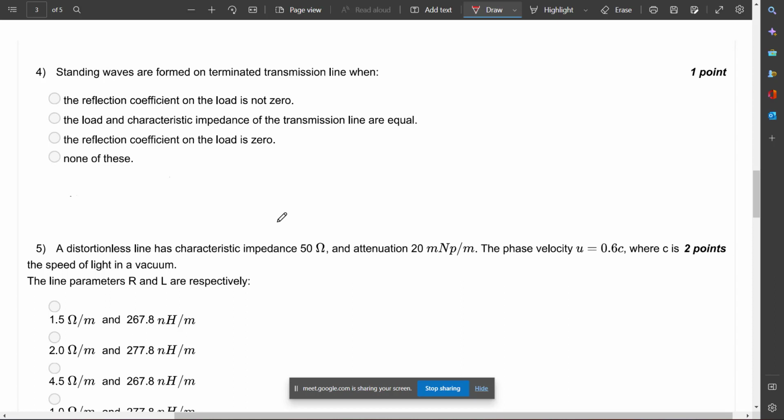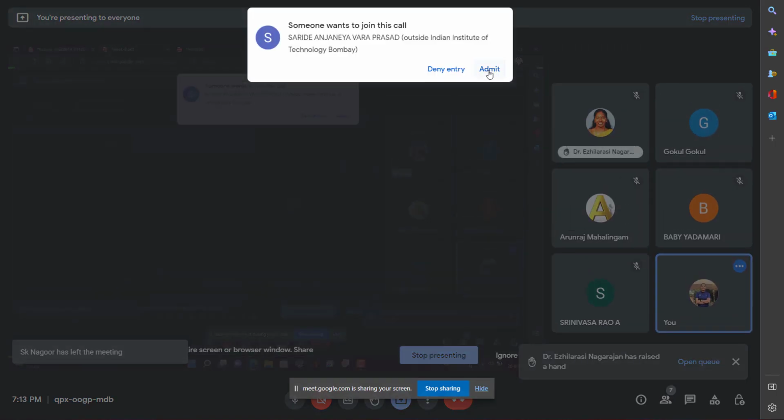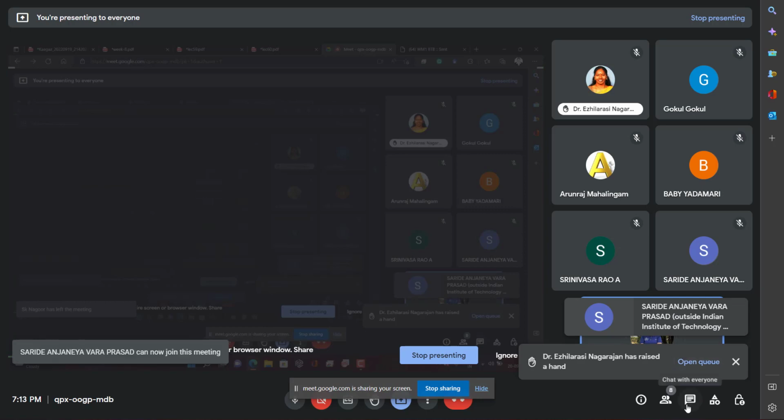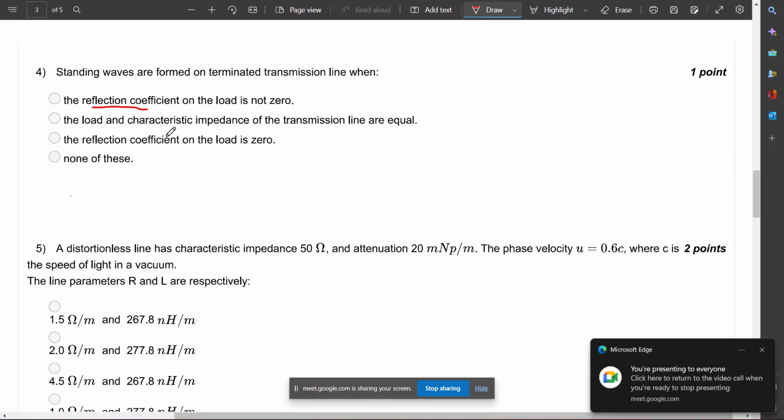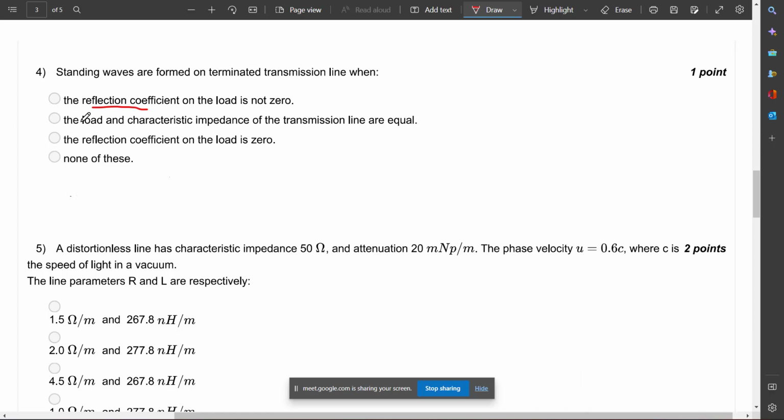Okay, first let me explain the options as well. The first option is the reflection coefficient on the load is not 0. The second option is load and characteristic impedance of the transmission line are equal, that is ZL equals Z0. The third is the reflection coefficient on the load is 0. And the fourth, none of these.